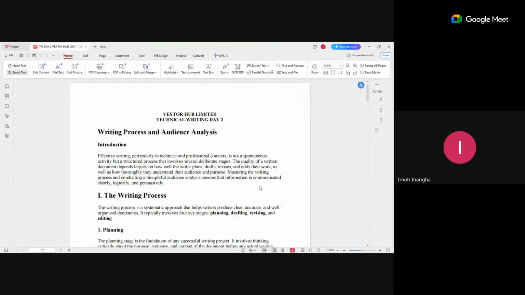and edits their work, as well as how thoroughly they understand their audience and purpose. Mastering the writing process and conducting a thoughtful audience analysis ensures that information is communicated clearly, logically, and persuasively.